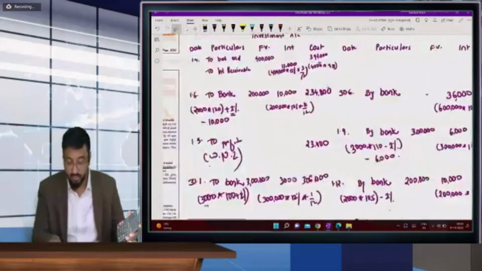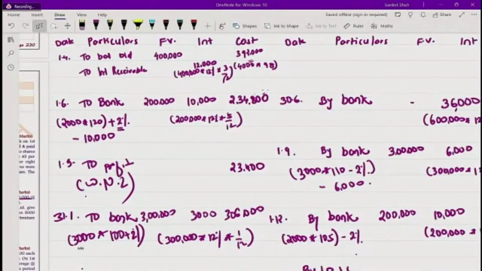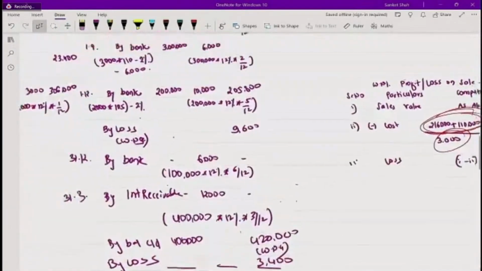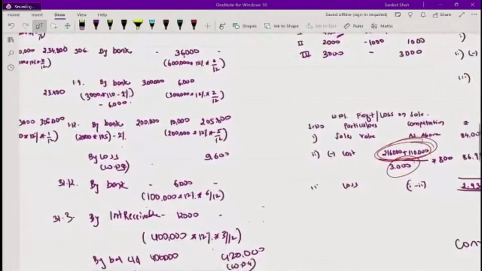So this is your debit side. You can check, this is your debit side. And this is your credit side. This is your credit side. Yes. Take a break. Any question till now? Now it's easy, beta. We'll solve one more question on this.